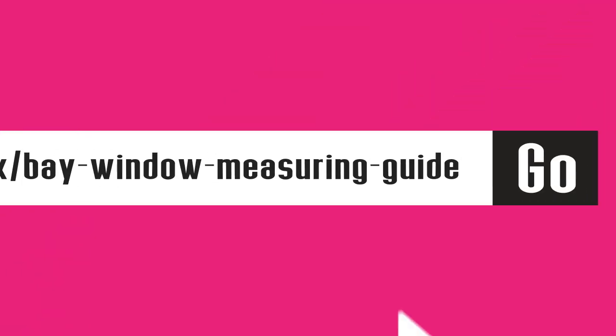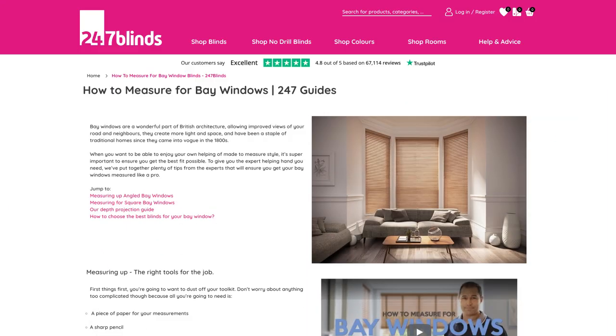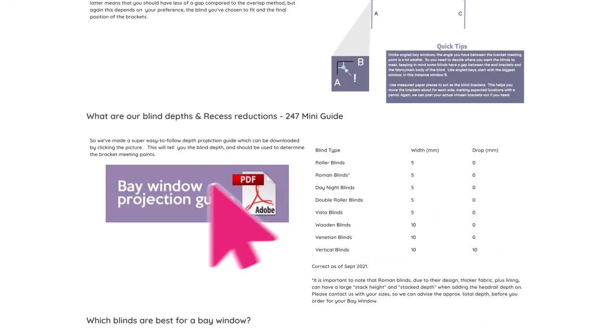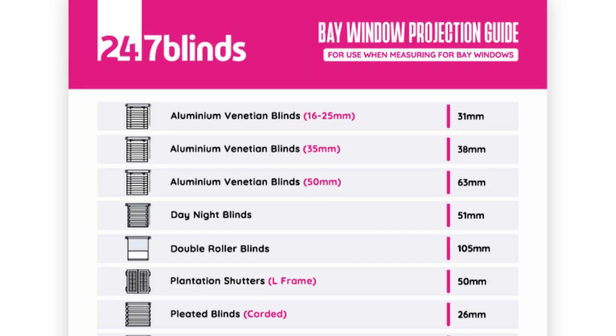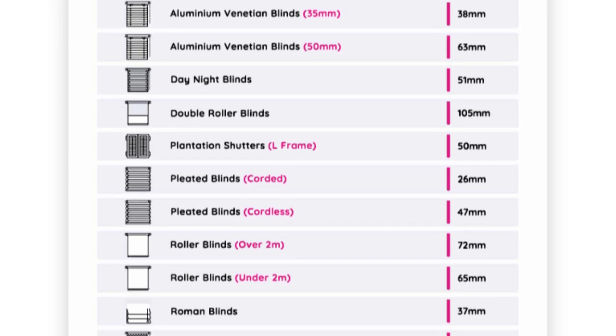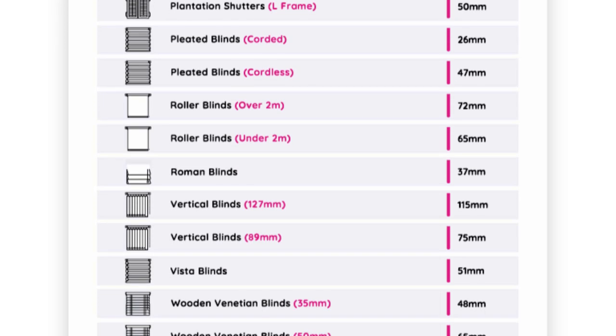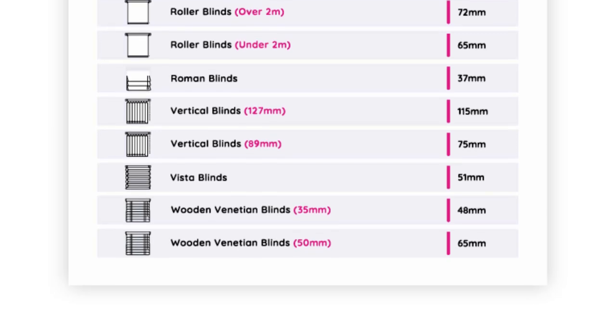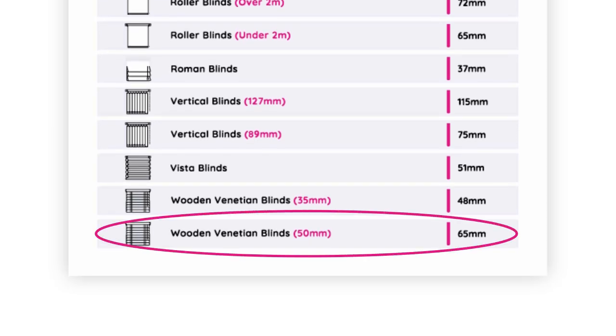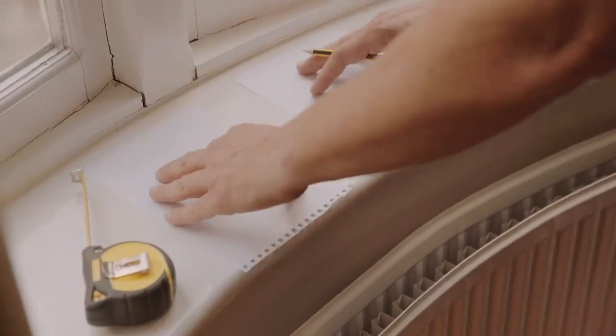If you head over to the measuring guide page on our website, or just click the link below, you can download and print off this handy bay window projection guide, which tells you the projection or depth of the brackets for all the different blinds we sell. Now today we're going to be measuring to fit 50mm wooden Venetian blinds. So if we look down the list, we can see that the projection for these blinds is 65mm. Now for the clever bit.